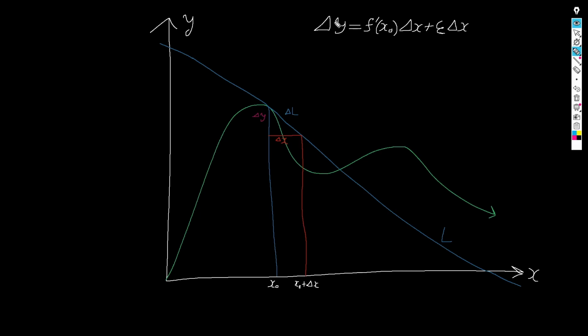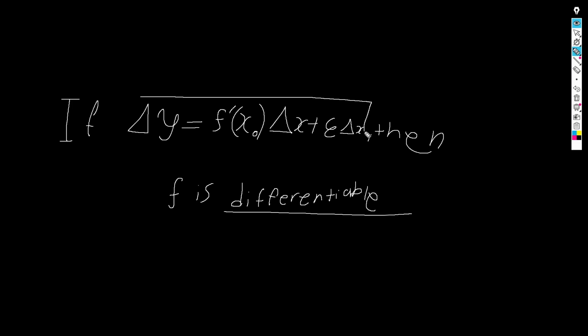And as delta y approaches 0, epsilon approaches 0, because if delta y approaches 0, then delta x has to approach 0. If we divide both sides by delta x, then as delta y and delta x approach 0, epsilon should approach 0, because then it's equal to f prime of x0. So we end up with this. If delta y is equal to this stuff, then f is differentiable. So now we have a definition for differentiability.